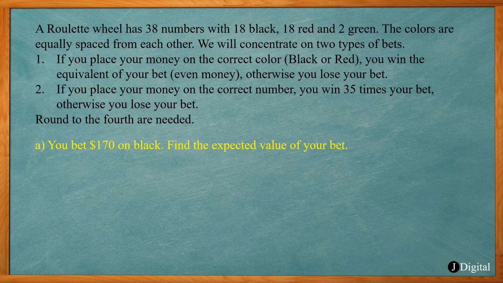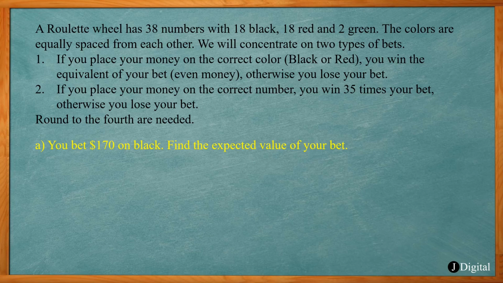So this problem reads, a roulette wheel has 38 numbers with 18 black, 18 red, and 2 green. The colors are equally spaced from each other, and we will concentrate on two types of bets. The first type is if you place your money on the correct color, black or red, you win the equivalent of your bet. Otherwise, you lose your bet. The second type is if you place your money on the correct number, you'll win 35 times your bet. Otherwise, you lose your bet. And we're going to round our answer to 4 decimal places.